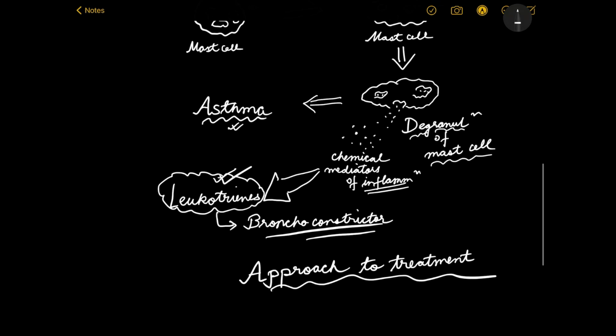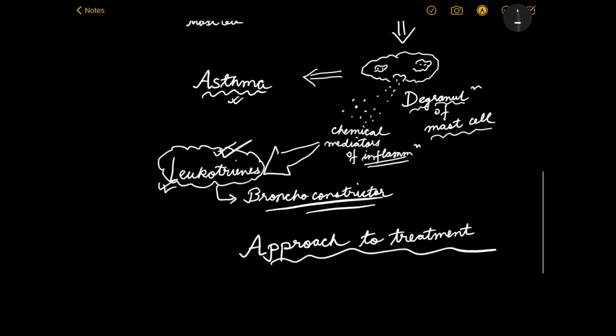Or I can make drugs which are leukotriene antagonists. They will antagonize leukotrienes, or rather they will either stop leukotrienes from being produced, or they will be leukotriene receptor antagonists and will not let the leukotrienes bind to their particular receptors. That can also be an avenue of treatment.